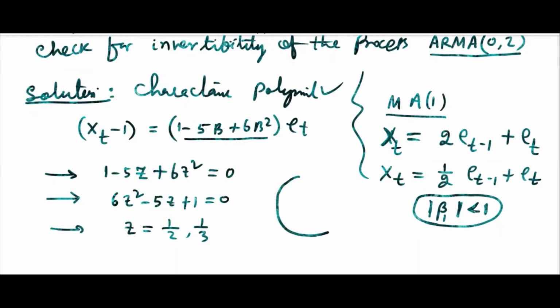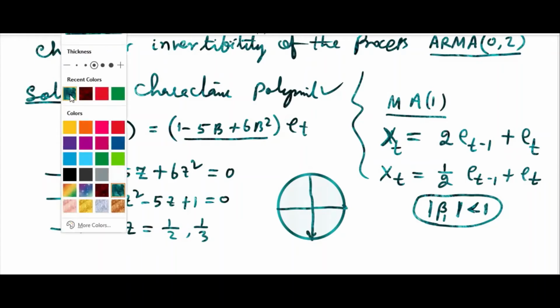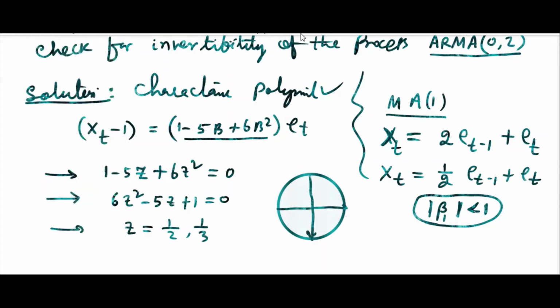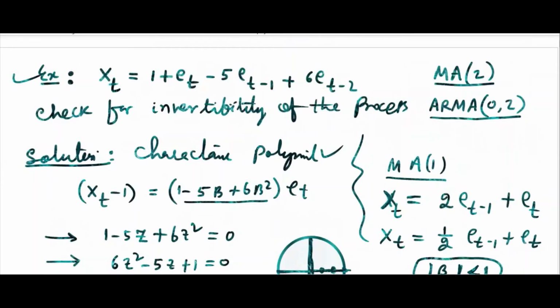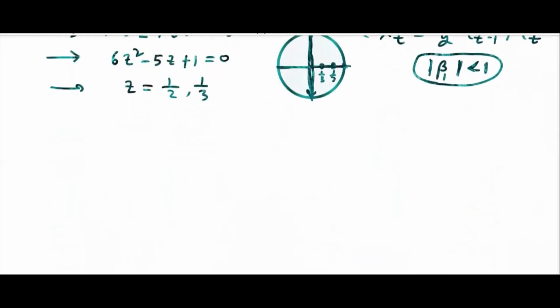If you draw the unit circle and find the roots, they must be outside the circle. Even on the circle is not allowed. So if you write 1 by 3 and 1 by 2 on the x-axis, they are within the unit circle of radius 1. So this is not an invertible MA(q) process. This MA(q) process is not invertible. Let's go to the other process.